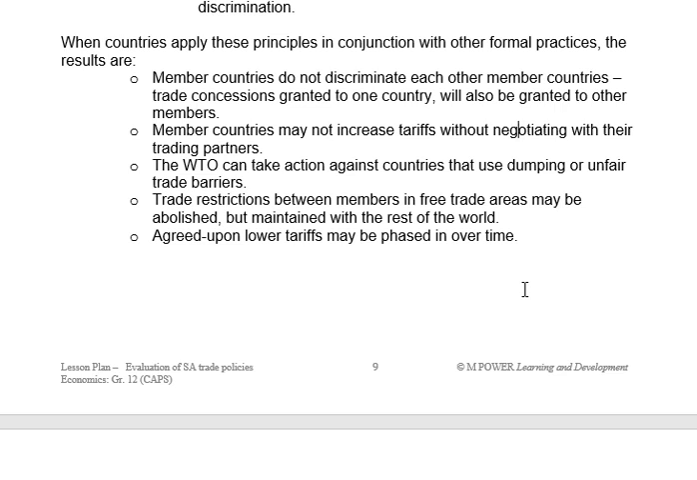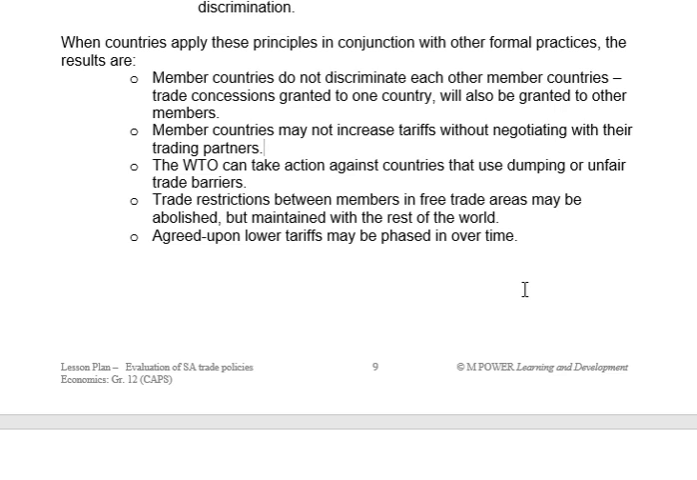If you breach that arrangement, the World Trade Organization, which we're going to talk about now, is the kind of judge and jury on the system. If you have an agreement, you need to stick to it. Member countries cannot just increase tariffs without negotiation. And as I said, the World Trade Organization can take action against countries that make use of dumping.